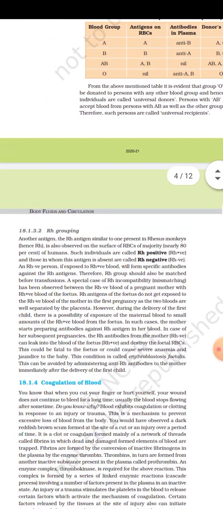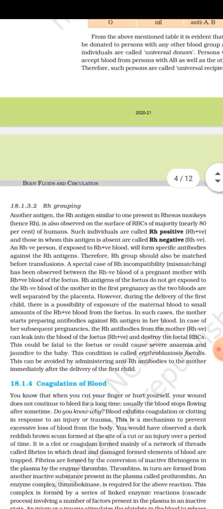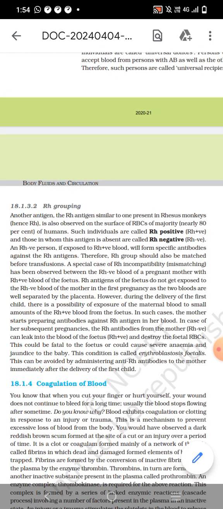Now, Rh grouping. Another antigen, the Rh antigen, is similar to one present in rhesus monkeys. Hence, Rh is also observed on the surface of RBCs of the majority, nearly 80%, of humans. Such individuals are called Rh positive, and those in whom this antigen is absent are called Rh negative. An Rh negative person, if exposed to Rh positive blood, will form specific antibodies against the Rh antigens. Therefore, the Rh group should also be matched before transfusion.